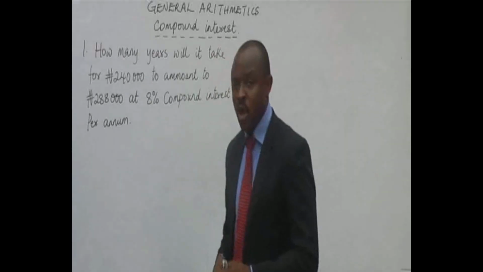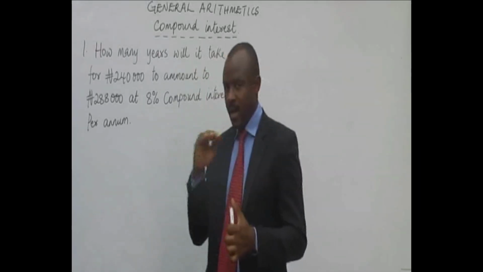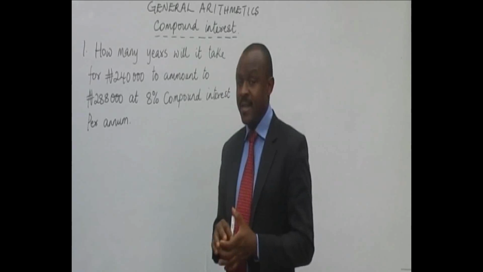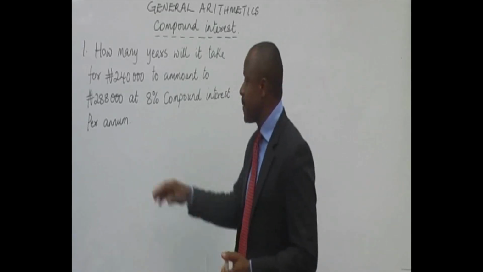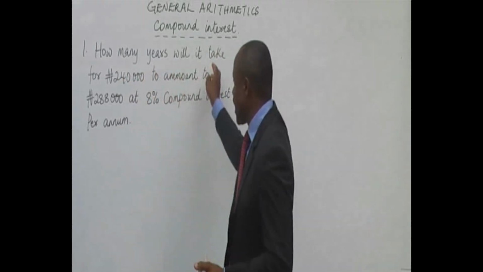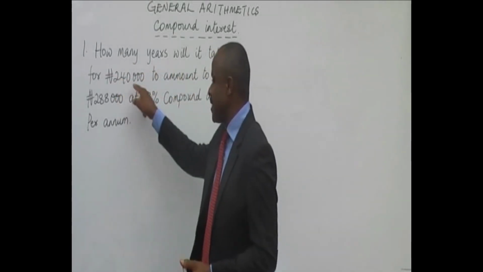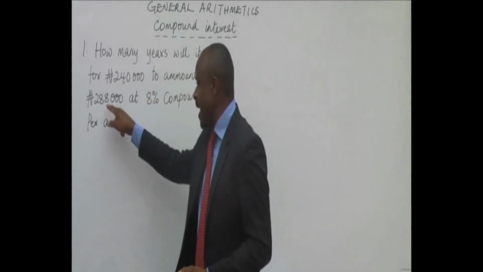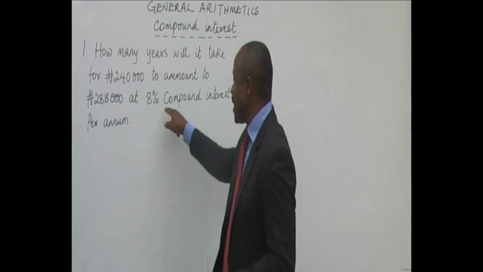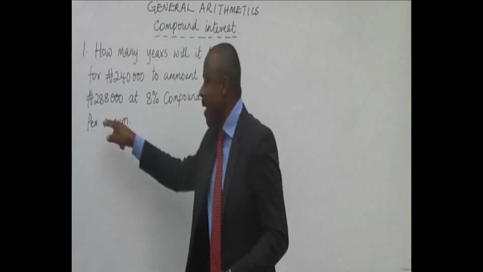We want to discuss compound interest in this JSS3 level. The first question we want to take says, how many years will it take for 240,000 naira to amount to 288,000 at 8% compound interest per annum?